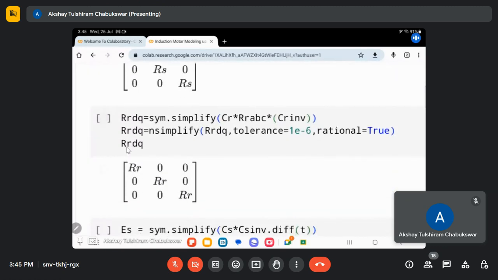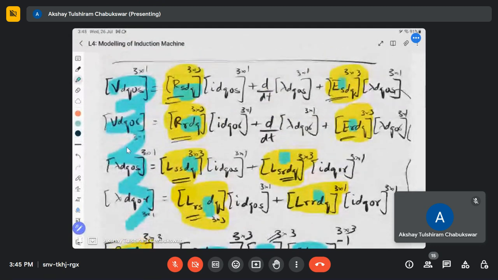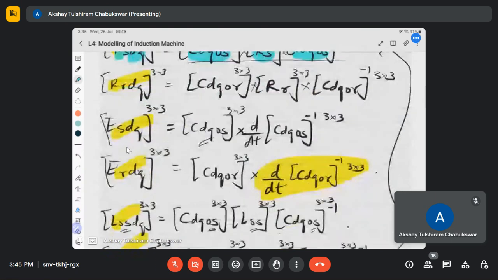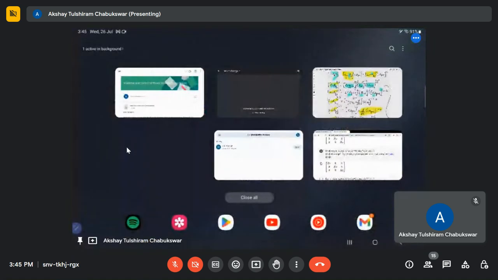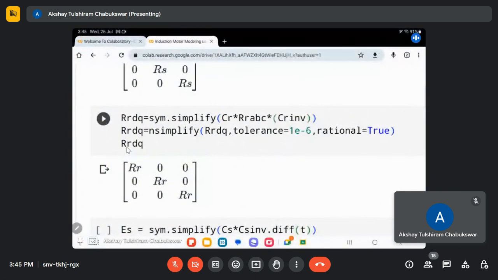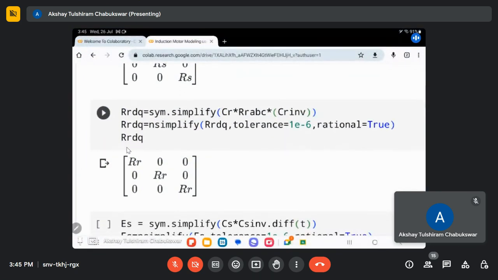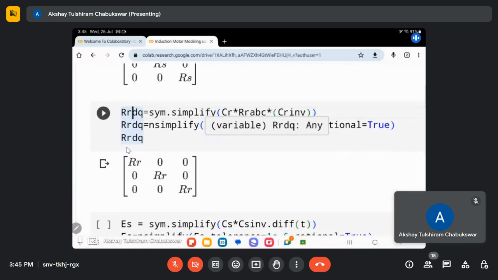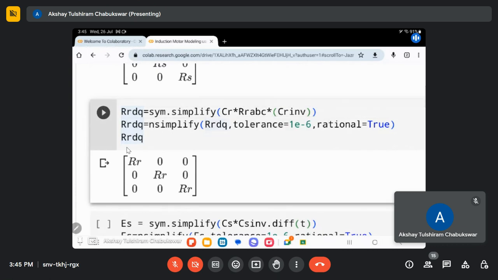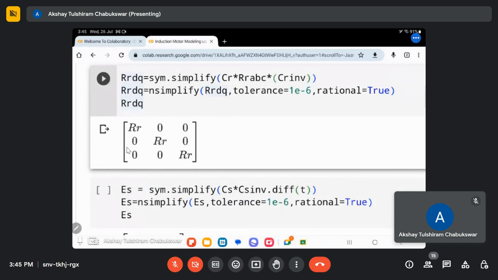Next is RRDQ. This is RRDQ. What is the value of RRDQ? CDQ0R into RR into CDQ0R inverse. Here it is. RRDQ is what? Here you can see sim dot simplify in bracket CR into RRABC into CR inverse. And I've simplified it. What is the output? RR 0 0, 0 RR 0, 0 0 RR.